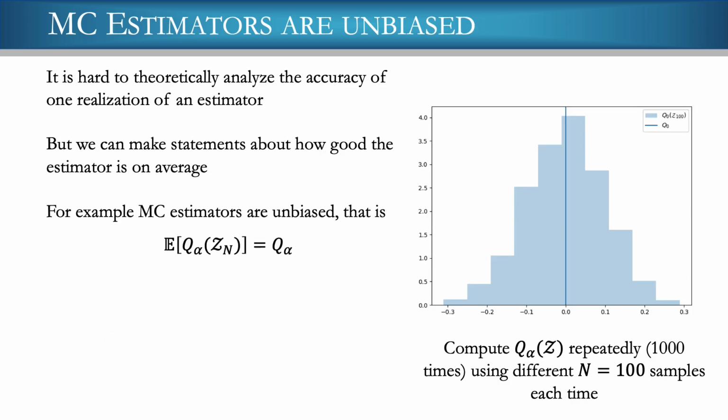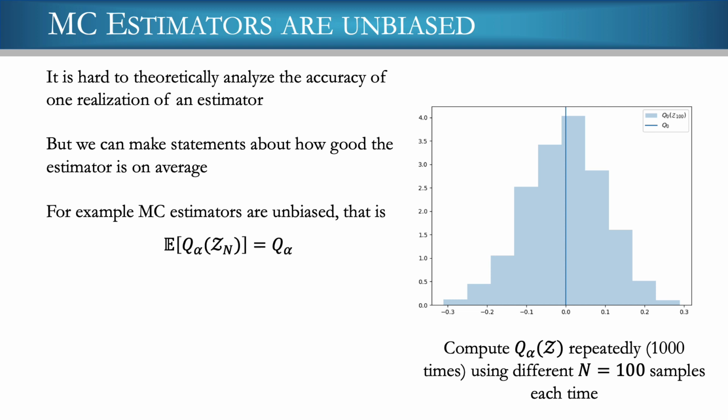On the previous slide, I showed two different values of a Monte Carlo estimator obtained using two different sample sets. The plot on this slide shows the histogram of values of another estimator using 1,000 different sample sets. The mean of this histogram is equal to the true mean of the function. Unfortunately, it is hard to say much theoretically about the accuracy of any single realization of an estimator. However, we can make statements about how accurate the estimator is on average.